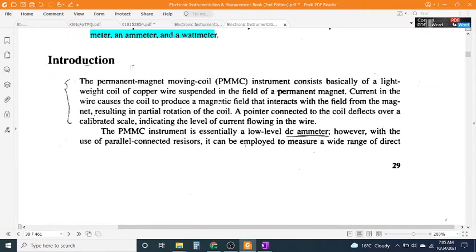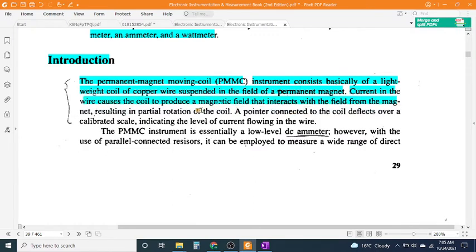Introduction. The permanent magnet moving coil, PMMC, instrument consists basically of a lightweight coil of copper wire suspended in the field of a permanent magnet. Current in the wire causes the coil to produce a magnetic field that interacts with the field from the magnet, resulting in partial rotation of the coil. A pointer connected to the coil deflects over a calibrated scale, indicating the level of current flowing in the wire. The PMMC instrument is essentially a low-level DC ammeter.